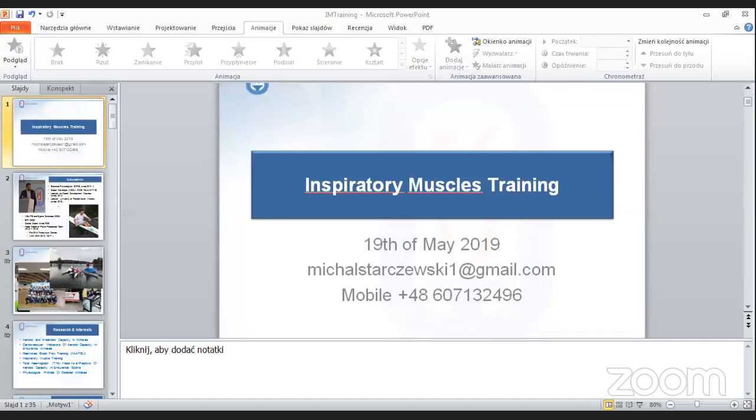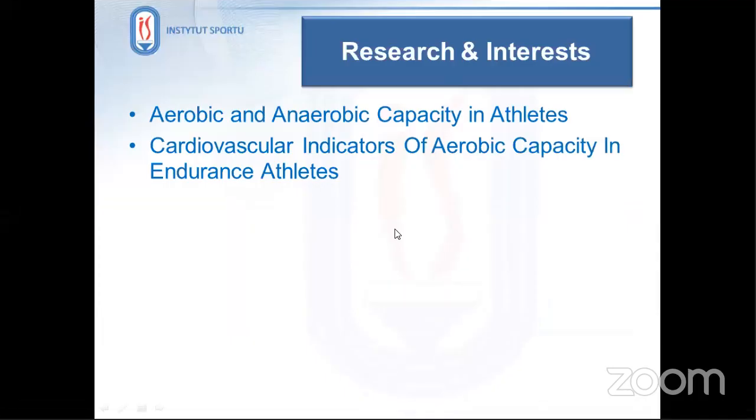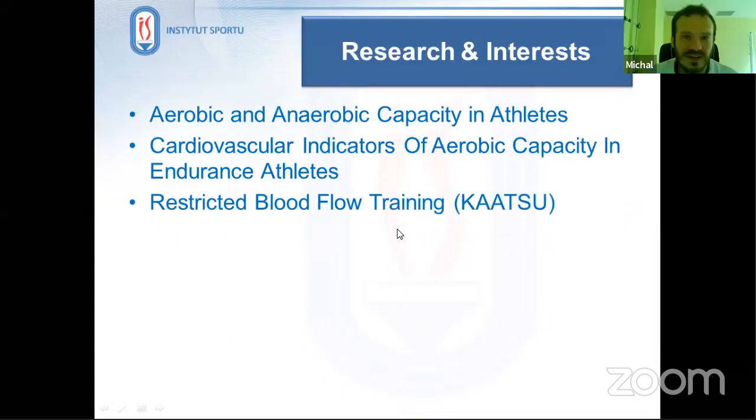And about my research interest. I don't know if you see my screen. No, we cannot see the screen. I don't see my screen either, so I don't know what is going on. Okay, me too, I cannot see your screen. Yeah, about research interest.